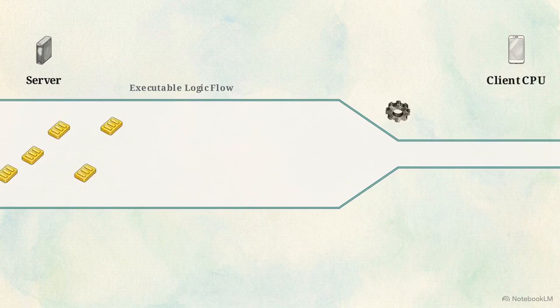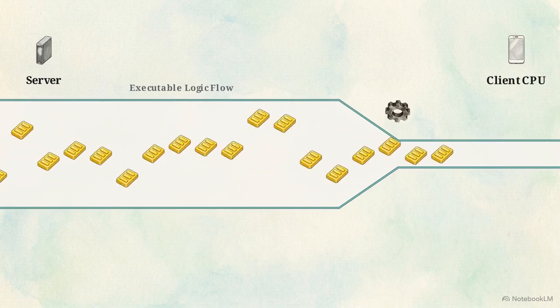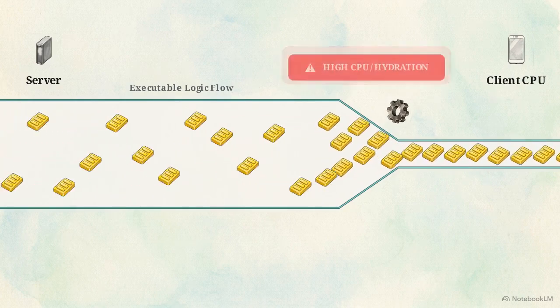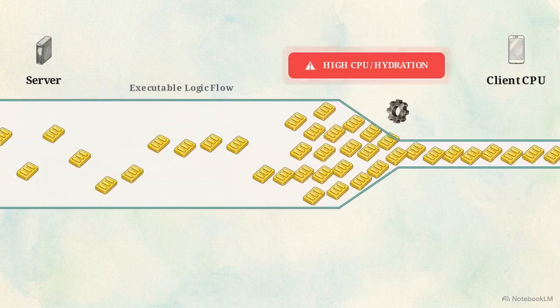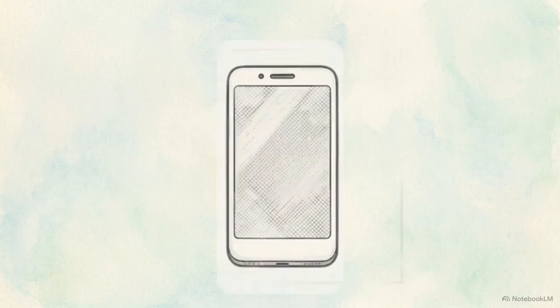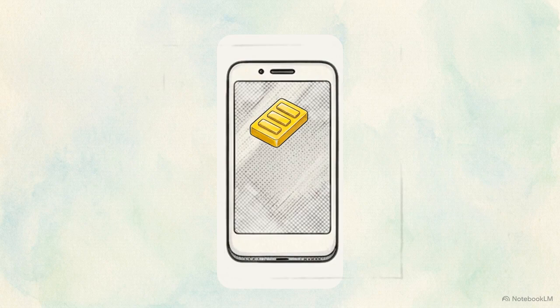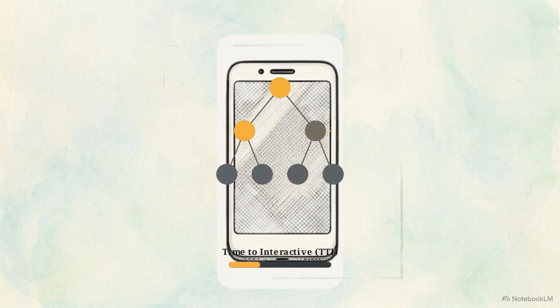To understand why this relocation is necessary, we have to look at the primary mechanical bottleneck of the modern single-page application, the hydration cost. When a traditional React application loads, the browser must download the entire JavaScript bundle, parse it, and attach event listeners to every node in the component tree. This process is called hydration.